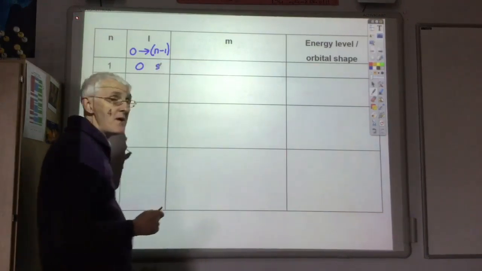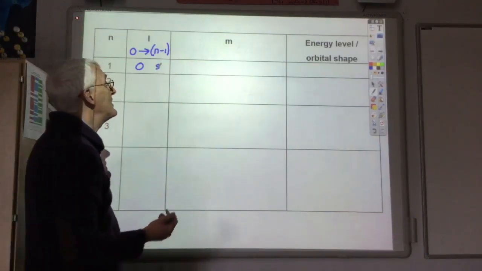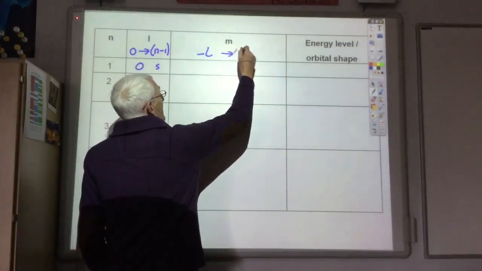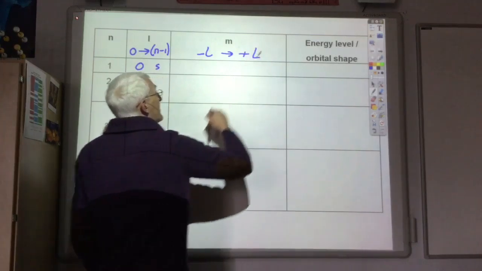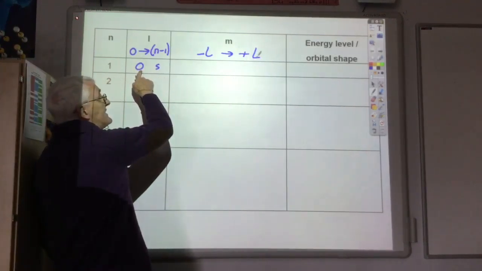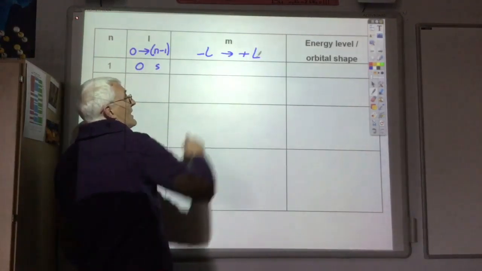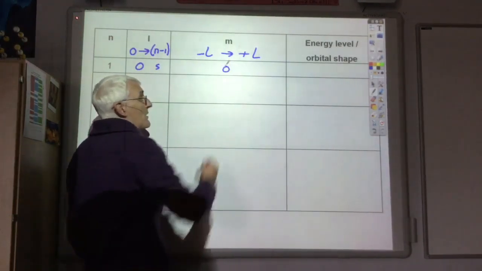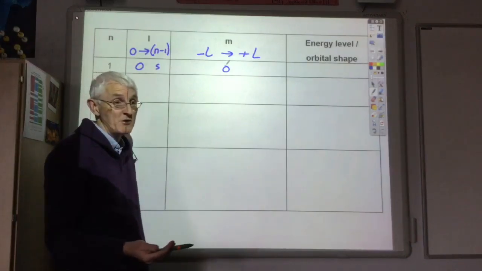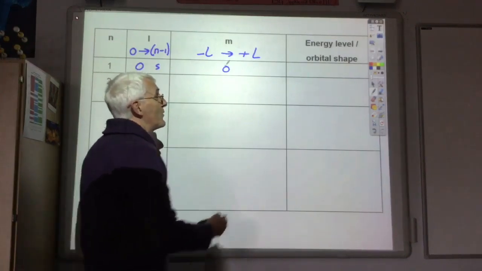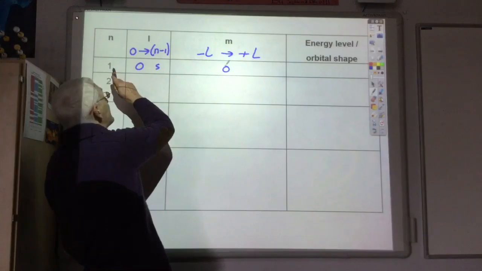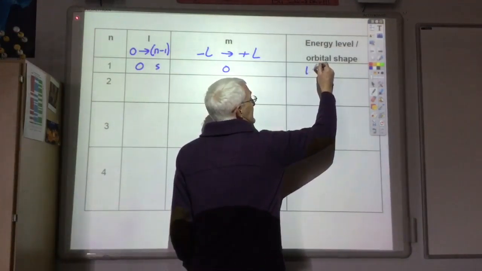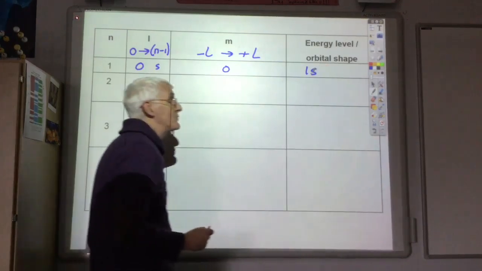The value of m, the orientation, varies from minus l all the way up to positive l. So in this case, l is 0, so the orientation can only have the value 0 because an s orbital only has one possible orientation. So if its first 3 quantum numbers are 1, 0 and 0, then it's a 1s. The electron is in a 1s orbital.